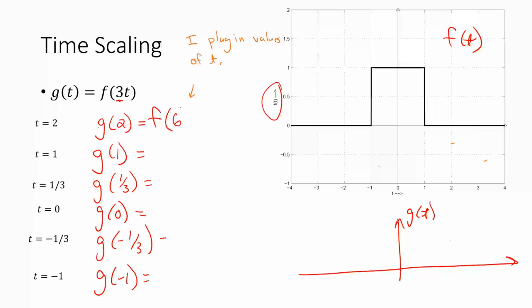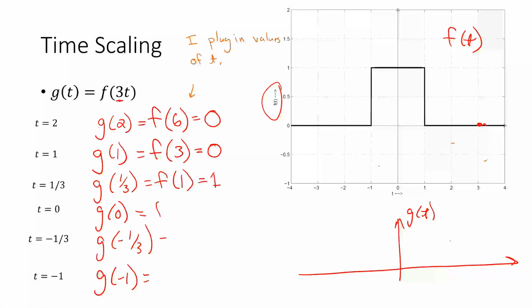What's f of 6 equal to? Well, let's go look at the picture. It looks like it should be 0. All right. g of 1 would be f of what? 3. Where's f of 3? Well, that's over here. What's that? 0. I said g at t equal to 1/3. That would be f of what? 1. That's equal to what? 1.